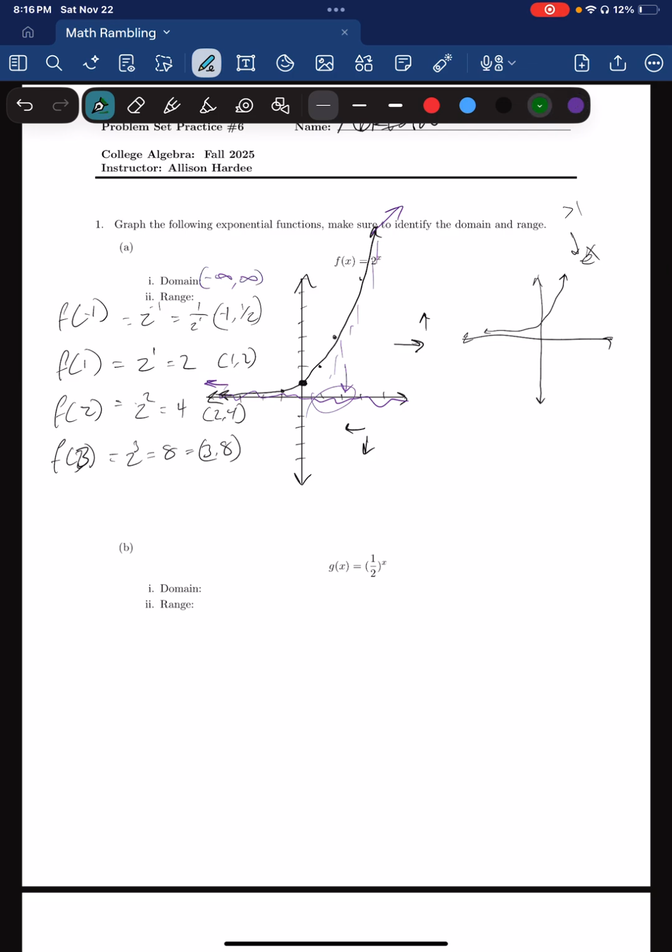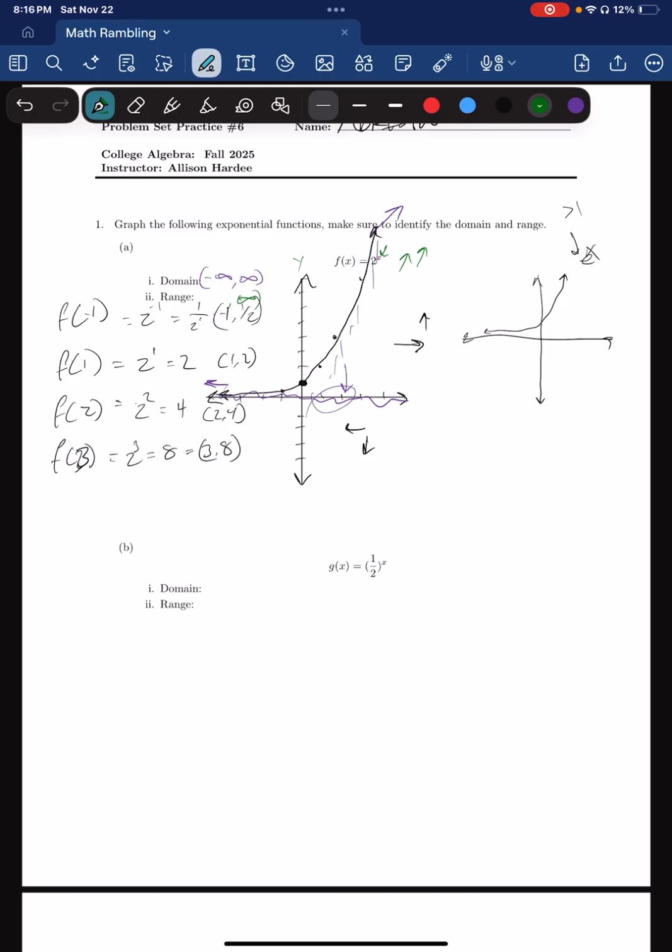Now our range, this is a different question. Now we're thinking, what y values can we hit? Good question. Well, let's see. We can always put in a super big number here, which means that we can always get bigger and bigger numbers. So I know we can at least go to positive infinity. But how far down can we go?